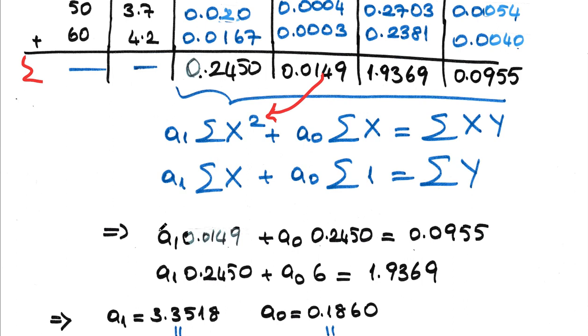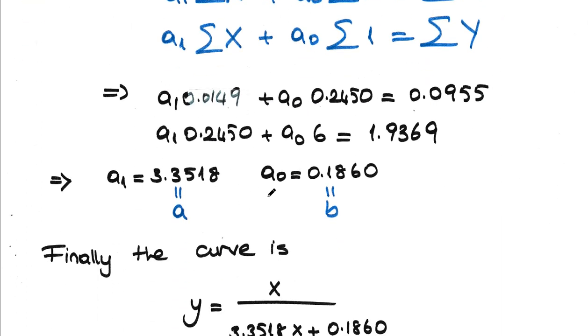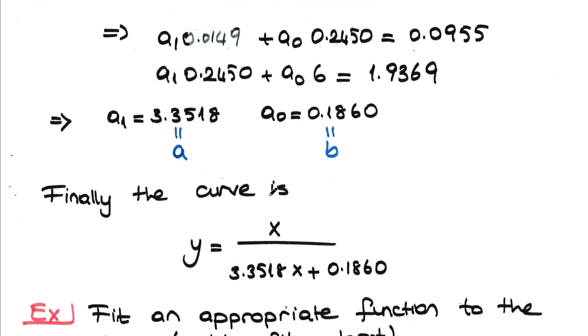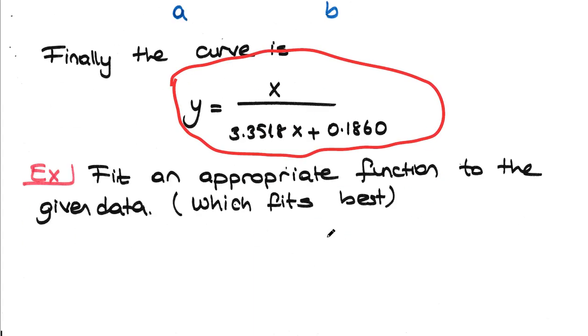I am writing A1 and A0, corresponding to big A and big B; it does not matter whichever you use here. Finally, guys, after doing the calculation, you will get the curve as you can see in the final decision. You should write your curve because your purpose is to describe that curve. Do not forget it.